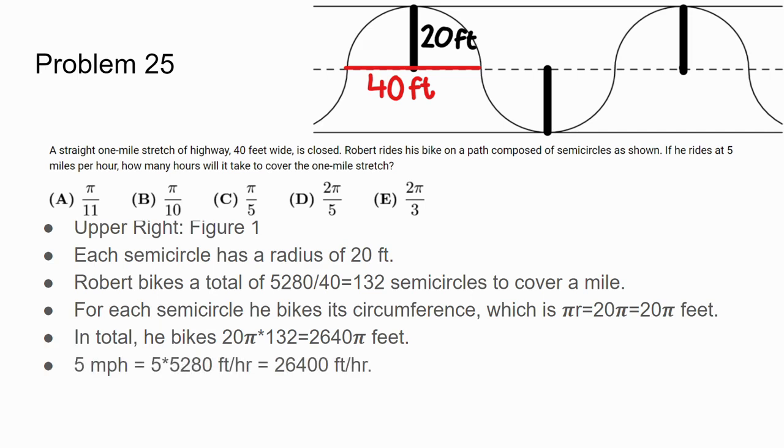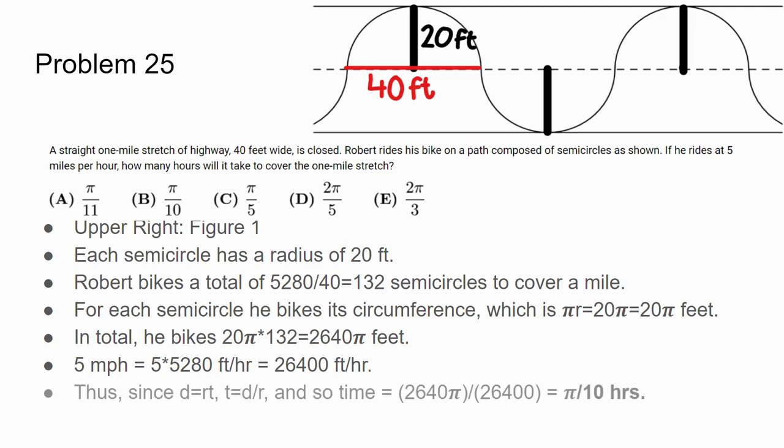Also, the problem gives us that he bikes at 5 miles per hour, which equals 5 times 5280 feet per hour, which equals 26400 feet per hour. Finally, note that distance equals rate times time, so time equals distance over rate, and so the time in our case equals 2640 pi, the distance, over 26400, the rate, which is pi over 10 hours.